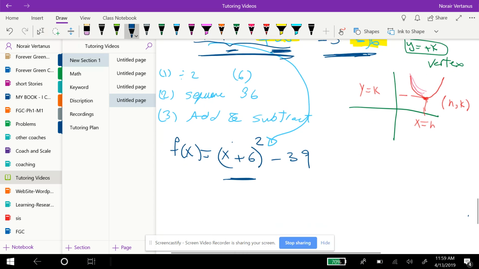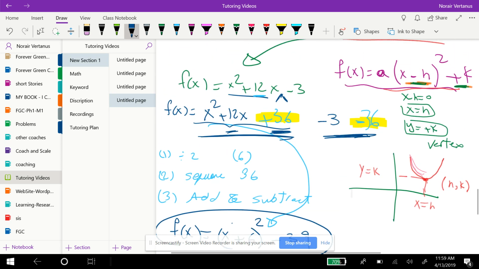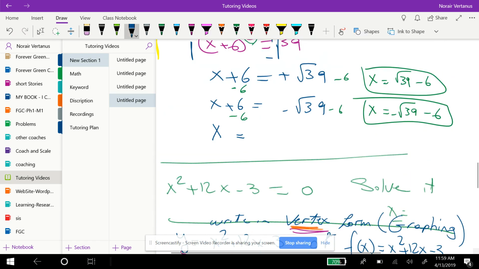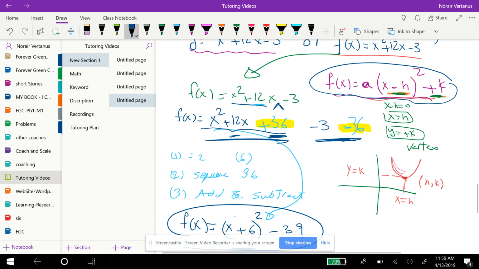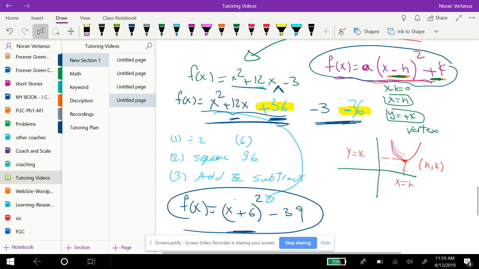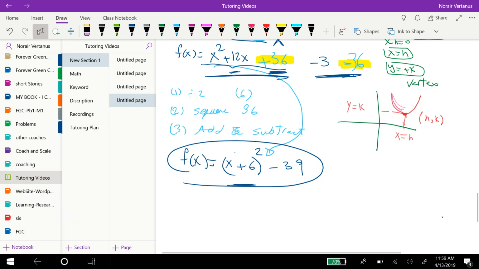This is the same as this. They're both the same, look. Now from here you can tell which one is h and which one is k. What are h and k here? h is the opposite of this positive 6, so h is equal to negative 6. And k is equal to this whole thing, which is negative 39.